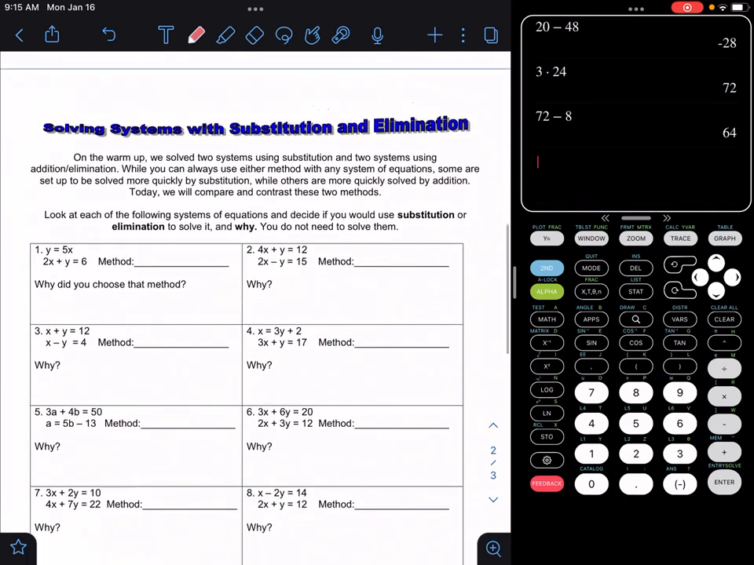Now, on the warm-up, we solved 2 systems using substitution and 2 systems using addition/elimination. While you can always use either method with any system of equations, some are set up to be solved more quickly by substitution, while others are more quickly solved by addition. Today we will compare and contrast these 2 methods. Look at each of the following systems of equations and decide if you would use substitution or elimination to solve it and why. You do not need to solve them.